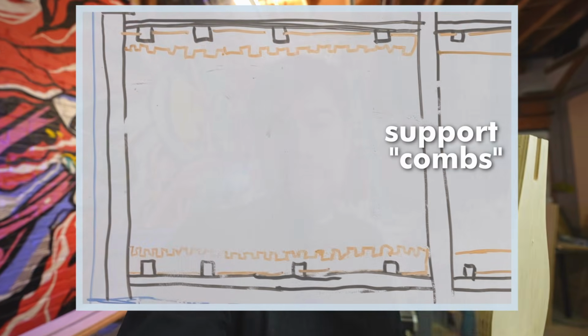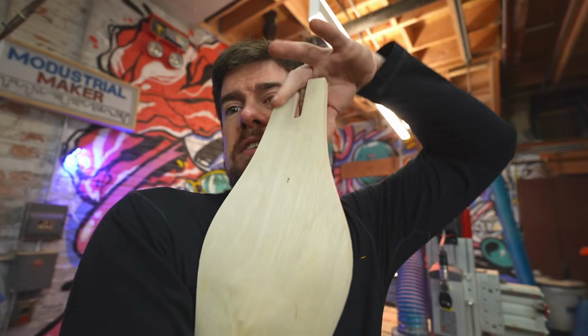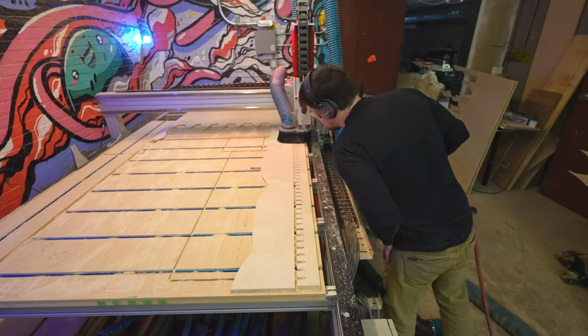Next up, we gotta cut the wood support pieces that are gonna hold all these slats in place. Basically, there's gonna be 2 big combs, one for each half of the rail. They're gonna just slot through all of those, and we're gonna cut those long comb-shaped pieces out on the CNC.